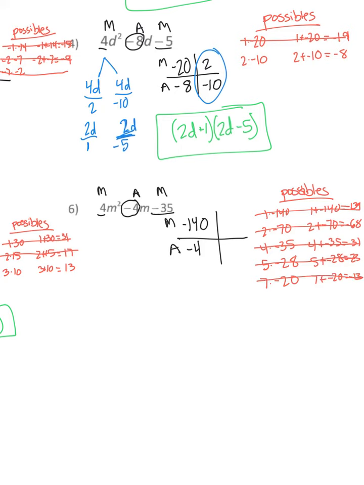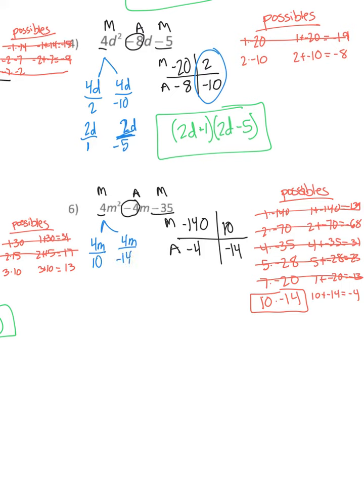8 doesn't go in, 9 doesn't go in, but 10 does. 10 times negative 14. 10 plus negative 14 gives me negative 4. So this is the combination I'm looking for. 10 and negative 14. Ready for my fractions? I've got 4 on each, and then I split my variable. And I've got 10 on my first fraction and negative 14 on my second.